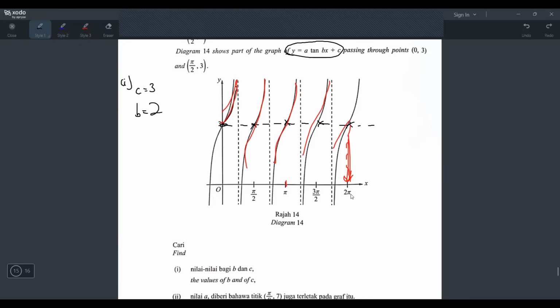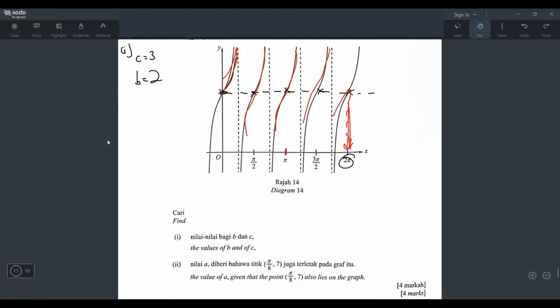Okay, and 360 degrees in radian is 2 pi. So in 2 pi, how many tangent graphs? 2. So the B is 2. Okay, I think finished already. Yeah, that's all. Okay, what about number 2?